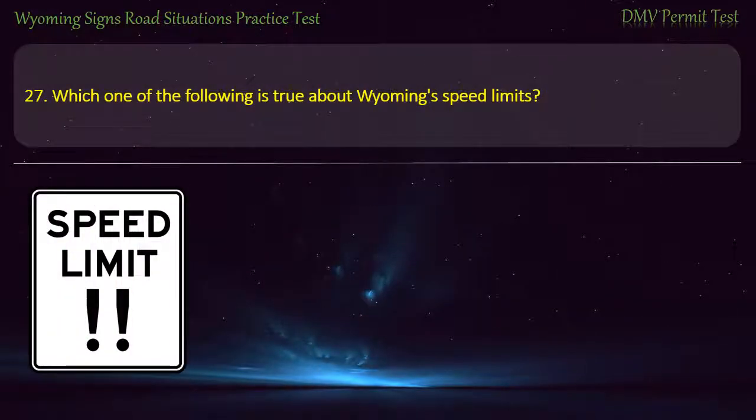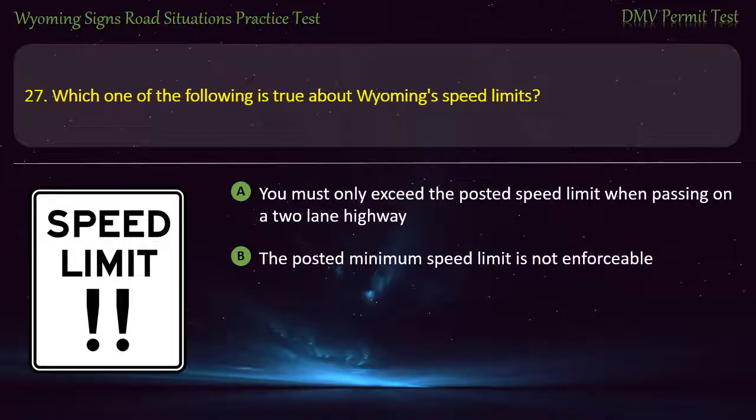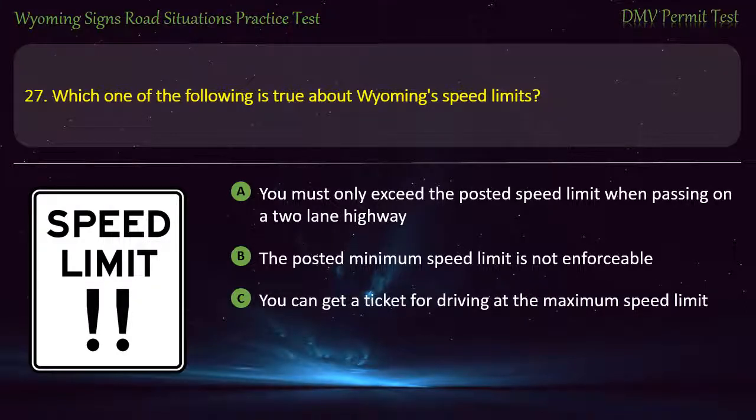Question 27. Which one of the following is true about Wyoming speed limits? You must only exceed the posted speed limit when passing on a two-lane highway. The posted minimum speed limit is not enforceable. You can get a ticket for driving at the maximum speed limit. All of the above are true. Answer. You can get a ticket for driving at the maximum speed limit.